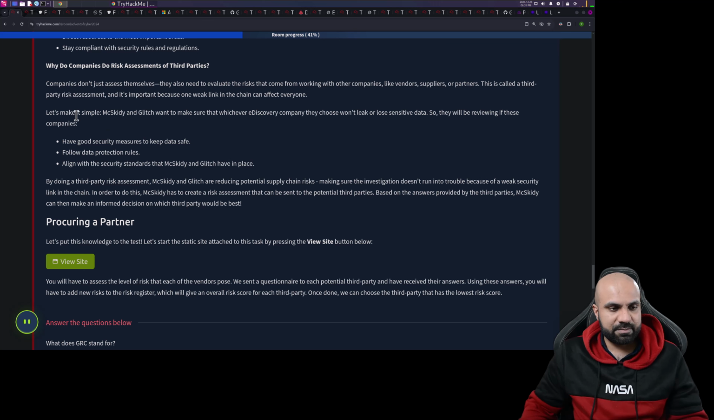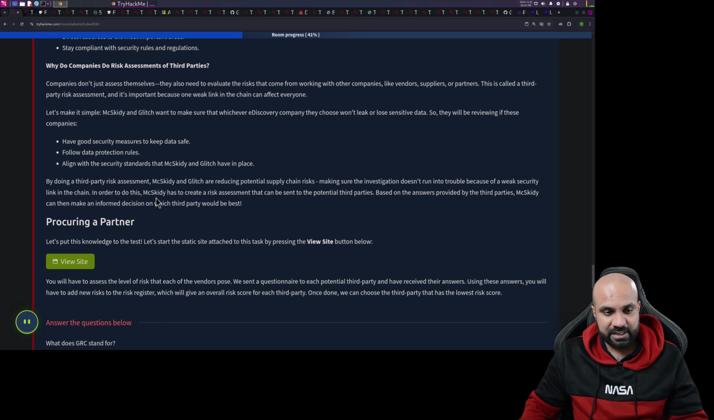Okay, so let's make it simple. MaxKD and Glitch want to make sure that whichever e-discovery company they choose won't leak or lose sensitive data. So they will be reviewing if these companies have good security measures to keep data safe, follow data protection rules, and align with the security standards that MaxKD and Glitch have in place. By doing a third-party risk assessment, MaxKD and Glitch are reducing potential supply chain risks, making sure the investigation does not run into trouble because of a weak security link in the chain.